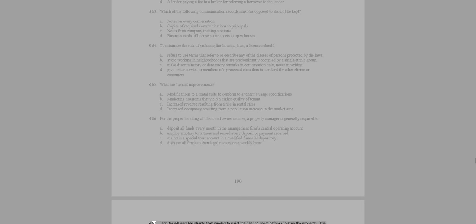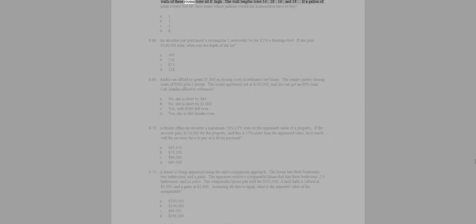S67. Jennifer advised her clients they needed to paint their living room before showing the property. The walls of these rooms were all 8 feet high. The wall lengths were 14, 18, 16, and 18. If a gallon of paint covers 200 SF, how many whole gallons would the home sellers have to buy? A. 1, B. 2, C. 3, D. 6.